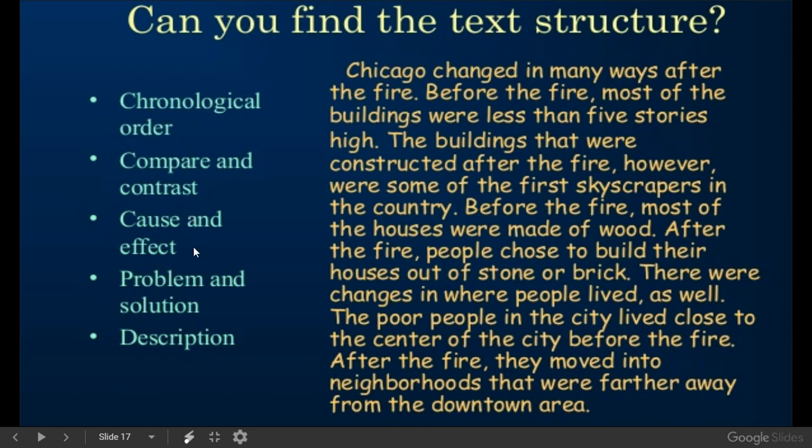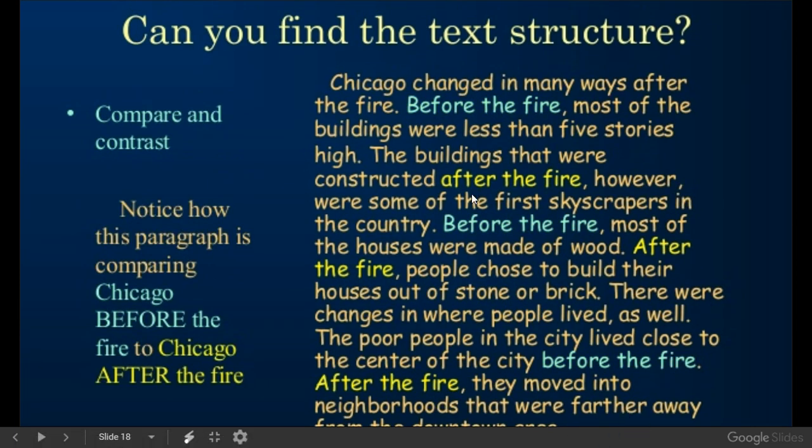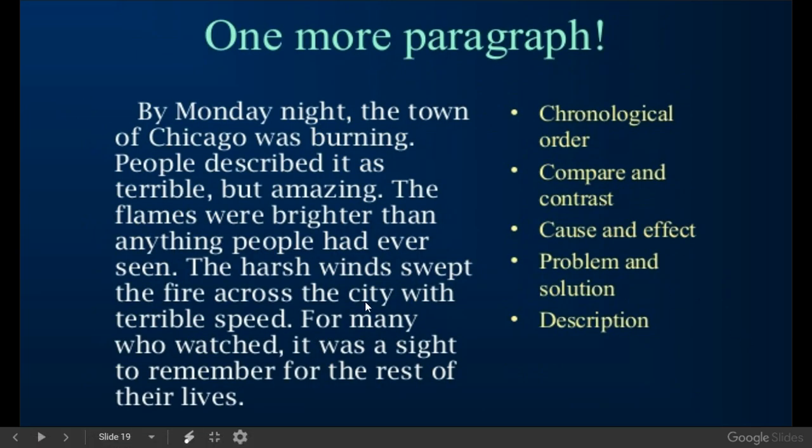Sequence, compare and contrast, cause and effect, problem solution, and description. Using these signal words: before the fire, after the fire. That's comparing how things have changed, and the contrasting after the fire would be compare and contrast.